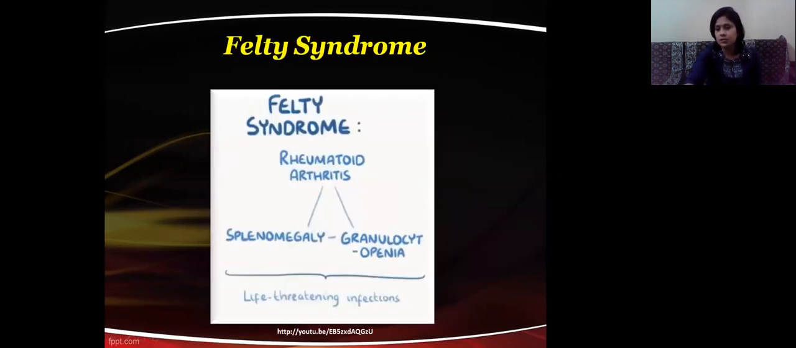As a complication of this disease, the person may develop Felty syndrome, which is actually a triad of rheumatoid arthritis, splenomegaly, and granulocytopenia, mainly neutropenia. This is a life-threatening infection risk.